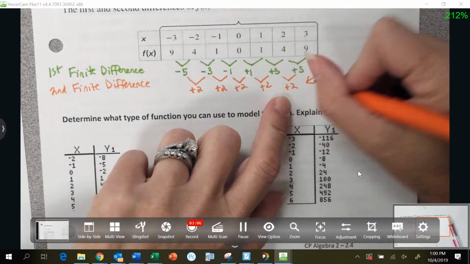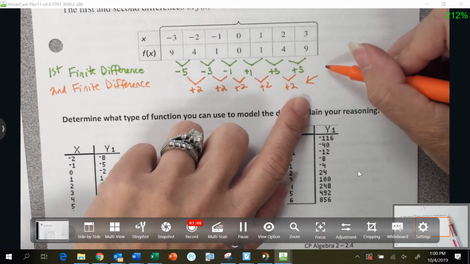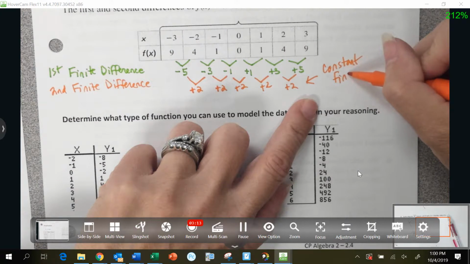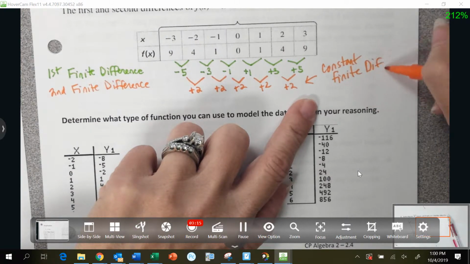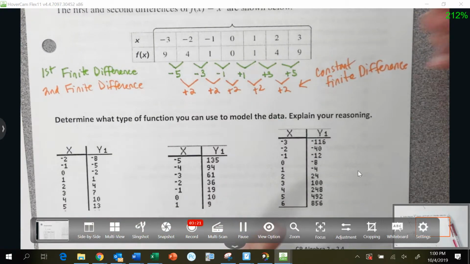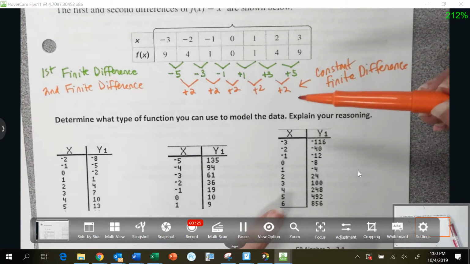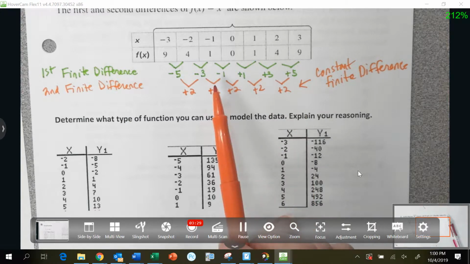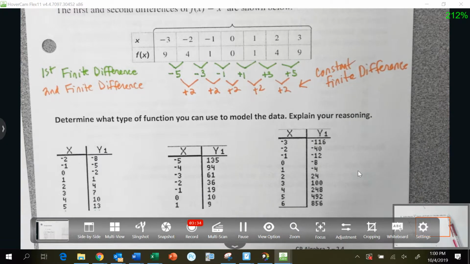So this is called constant finite difference, because they're all the same. The number of differences that you go through before it's all the same number is going to tell us the power of the x. It's going to tell us the exponent on the x.